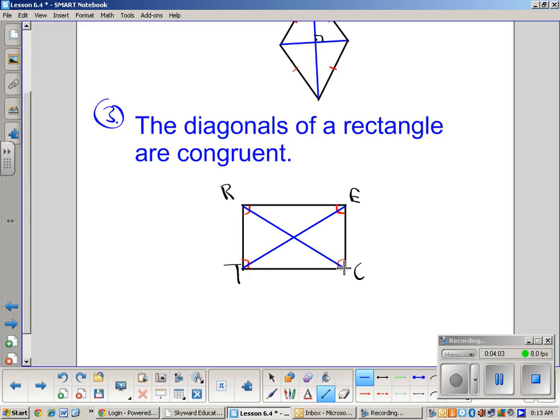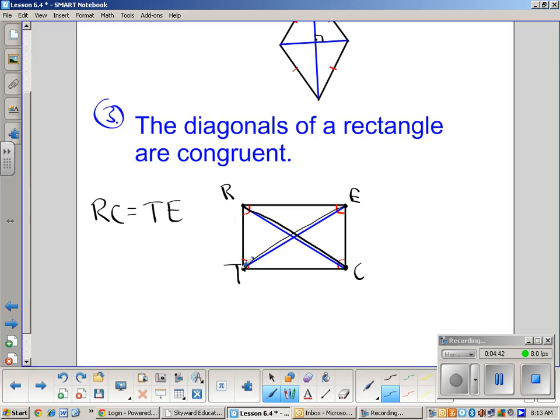What we're saying is that the distance from R to C is equal to the distance from T to E. Okay? Diagonals of a rectangle are congruent is saying that the distance from this corner over to here is going to equal the distance from this corner over to its opposite corner. Okay? That's what it is to be a rectangle. And that's pretty unique to rectangles.